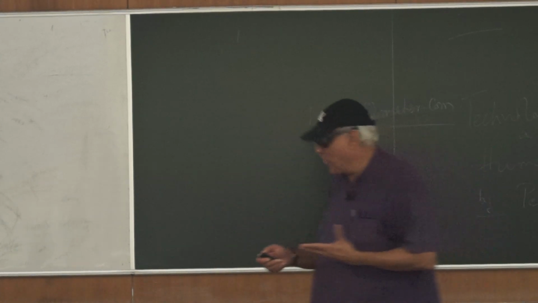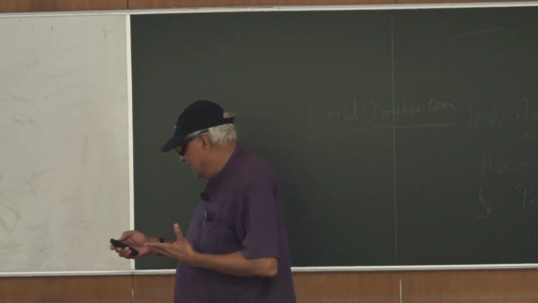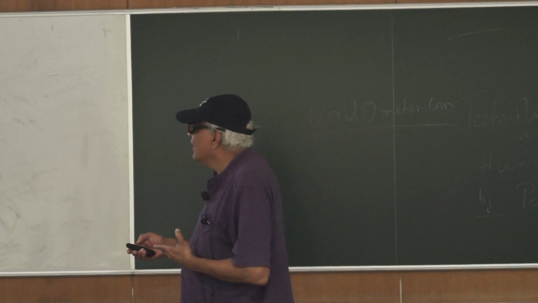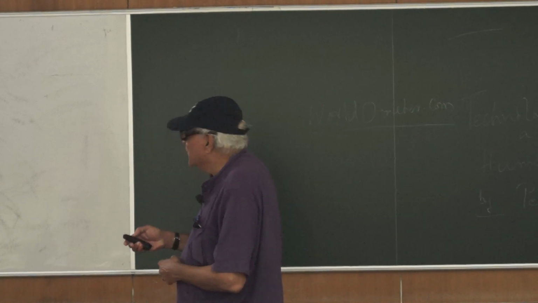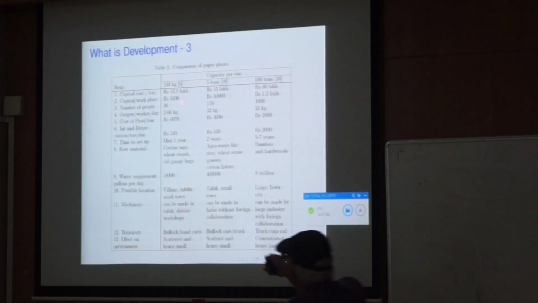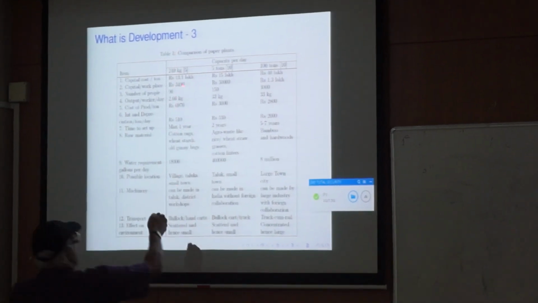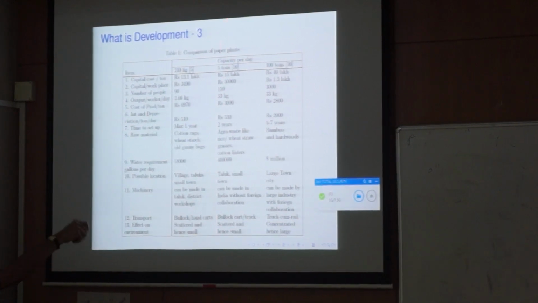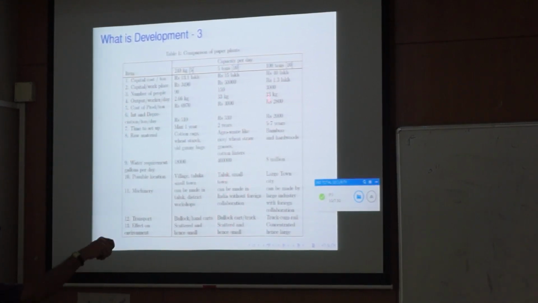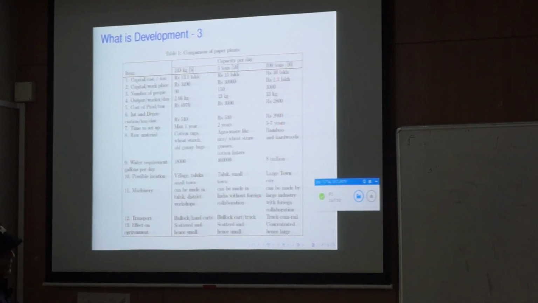Alright, so next. Oh yeah, this is paper making, that's another. But you can see what I mean by multi-criteria. This is the Khadi and Industries Commission plant, 240 kg. This is a 5 tons per day paper plant, which is a medium scale, and this is the 100 tons per day paper plant in Jabalpur.